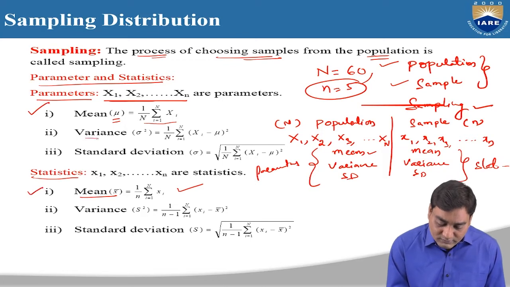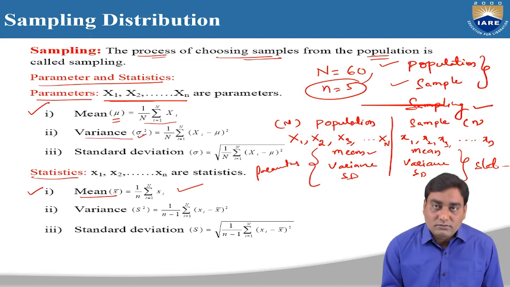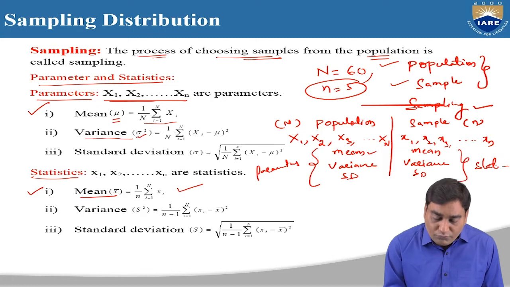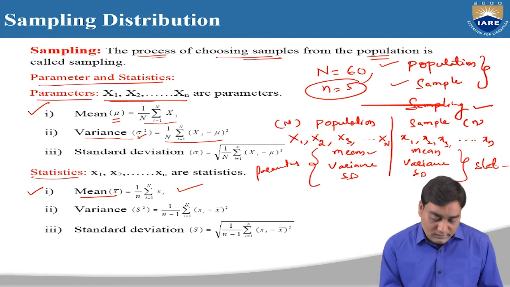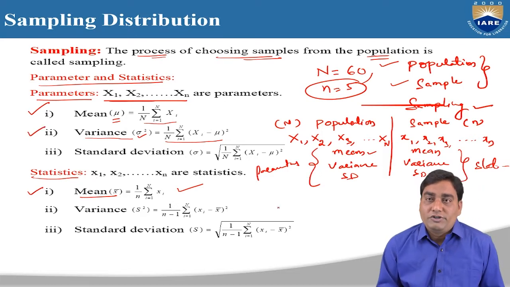Coming to variance, the symbol is sigma square. To find this variance, first we have to find out what is mu, the mean. After getting the mean, we can find out variance by using this formula: 1 by N sigma xi minus mu whole square, where xi is x1 minus mu whole square plus x2 minus mu whole square plus x3 minus mu whole square and so on, xn minus mu whole square, divided by N, which is sigma square. That is called variance of the population.